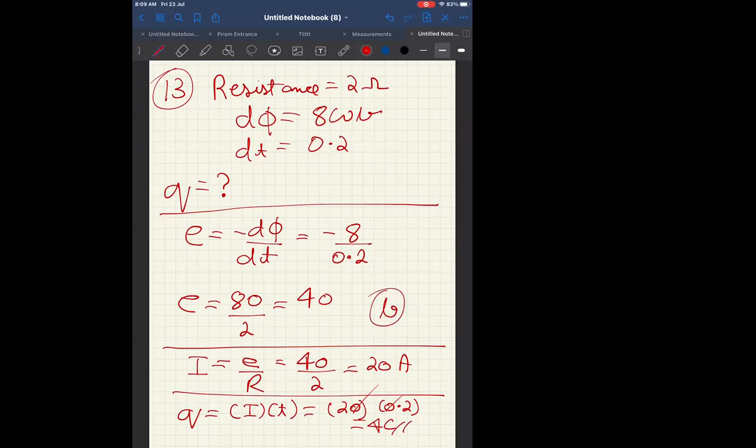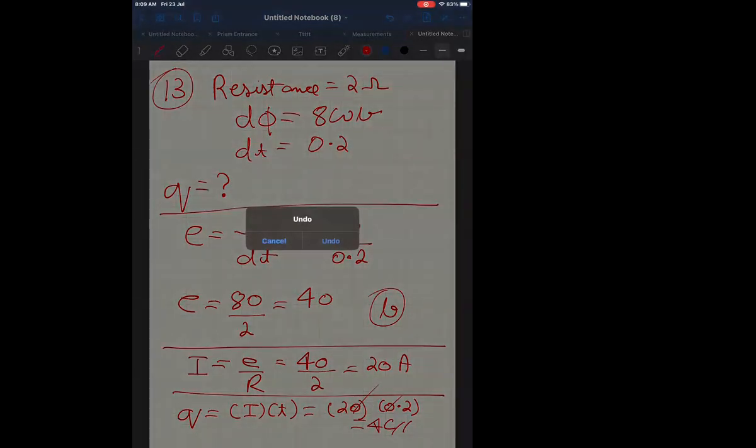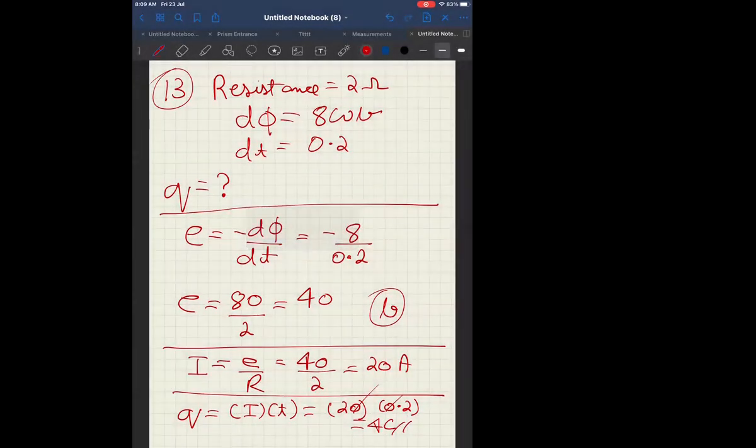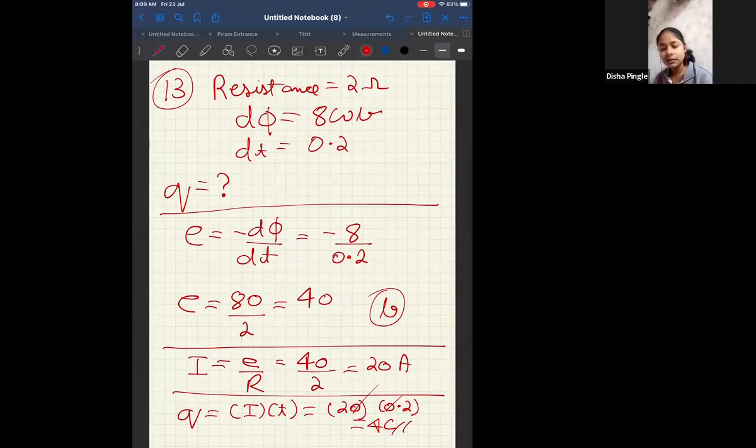So, check and tell me if all of you are getting the answer as 4 coulomb. We did it step by step, and finally we got the answer as 4 coulomb. Just check, all of you. Getting it, let me know. If you're not getting it also, let me know. I can tell again. But everyone should be in a position to get the answer as 4 coulomb.